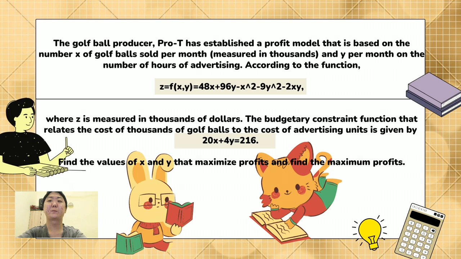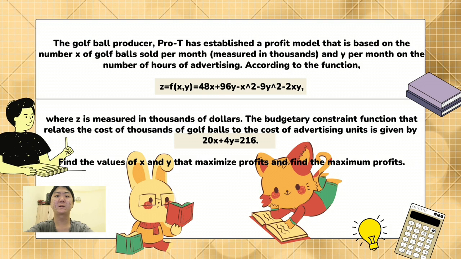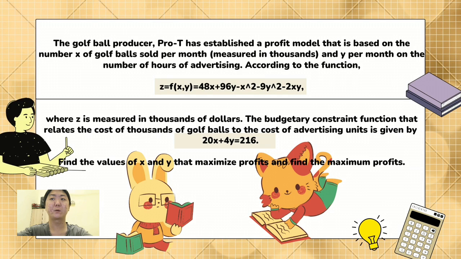For the second problem, golf ball producer Pro T has established a profit model based on x, the number of golf balls sold per month measured in thousands, and y, the number of hours of advertising per month. According to the function Z equals f(x,y) equals 48x plus 96y minus x squared minus 9y squared minus 2xy, where Z is measured in thousands of dollars. The budgetary constraint function that relates the cost of thousands of golf balls to the cost of advertising units is given by 20x plus 4y equal to 216. Now we have to find the values of x and y that maximize profit and find the maximum profit.